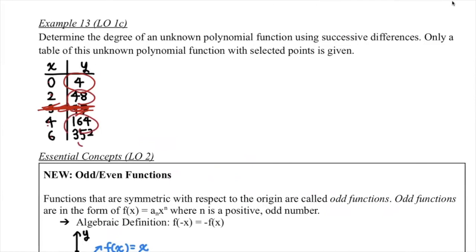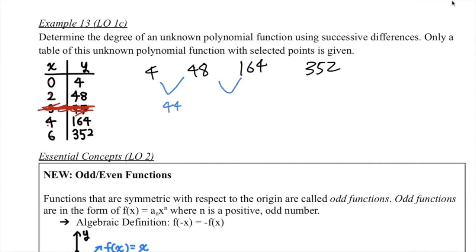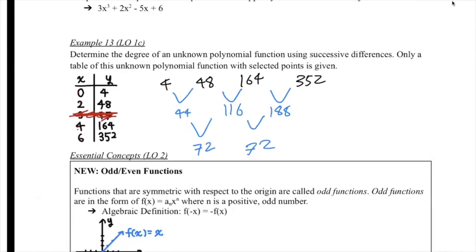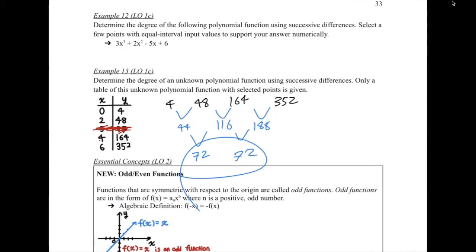If you just take a look at the y coordinates, we're going to have 4, 48, 164, and 352. If you calculate the first differences, we're going to have 44, and then 116, and then 188. If we calculate the second differences, we're going to have 72, and then 72 as well. Because the second differences are constant, we can conclude that this unknown polynomial function has a degree of 2.